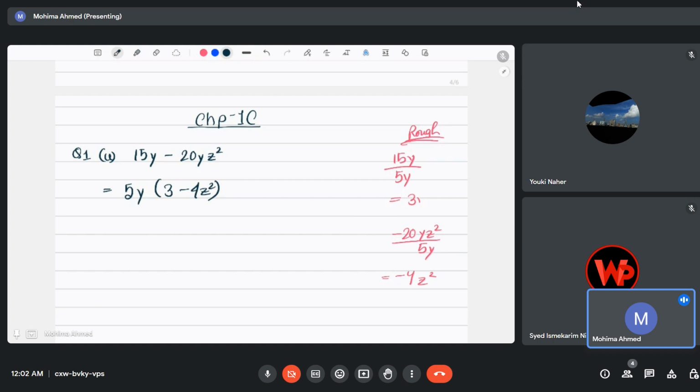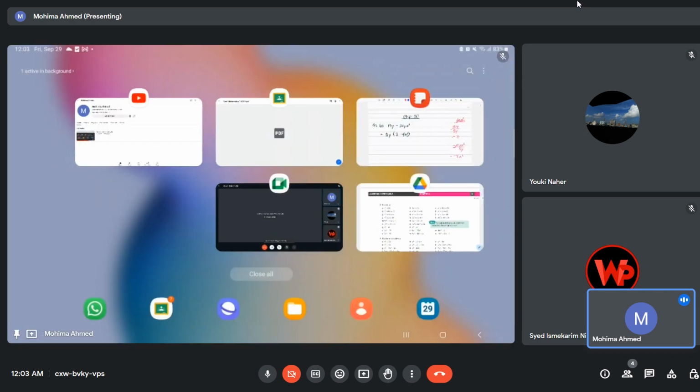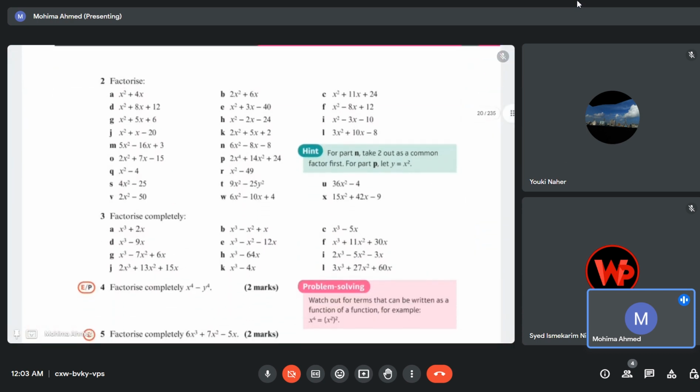So that's it for the factorization. That's how you take the common factor and do the calculation. Rough work is not needed. I just explained this for the explanation of how you're taking the common factor and putting the values inside the bracket. So we'll move to the second part.